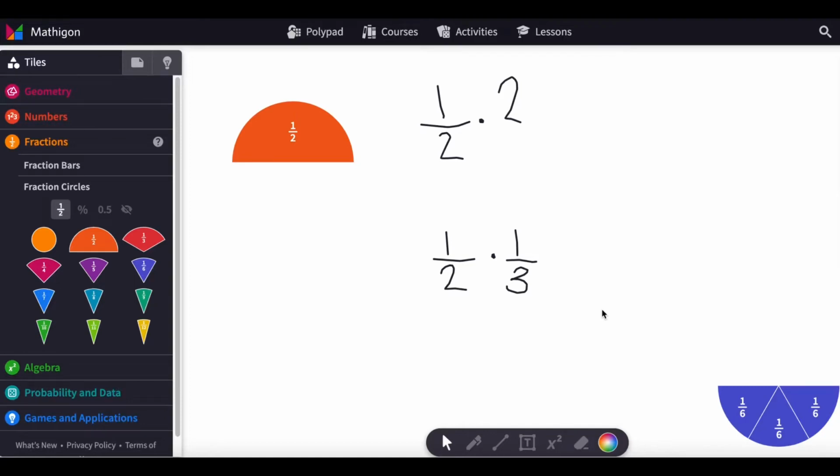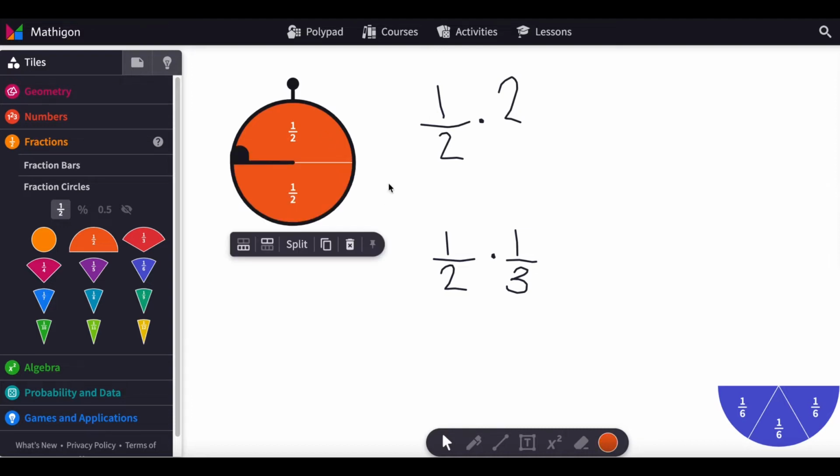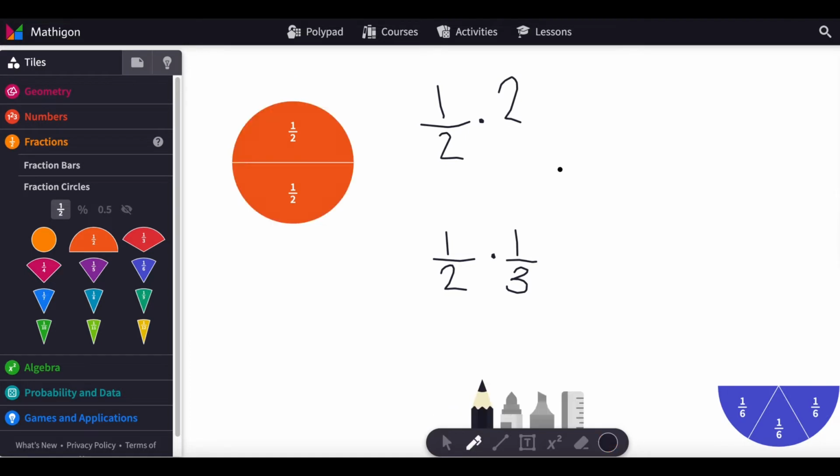Let's start by multiplying fractions. Let's say we have 1/2 times 2. That means we want 2 of the 1/2 size pieces. So here I have 2 half-size pieces. Altogether, I have 1 whole circle or 1 whole cookie.